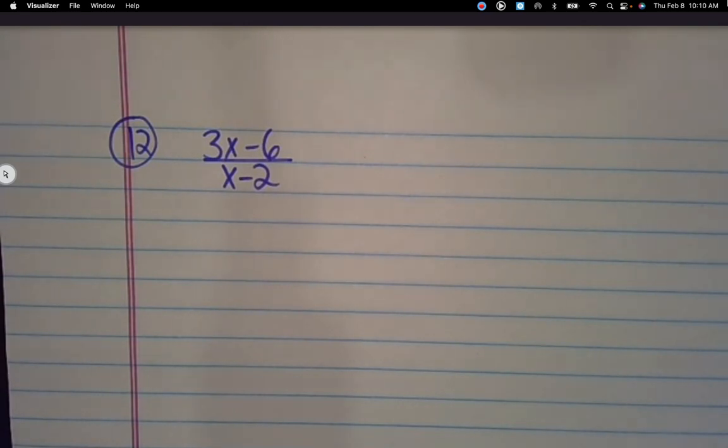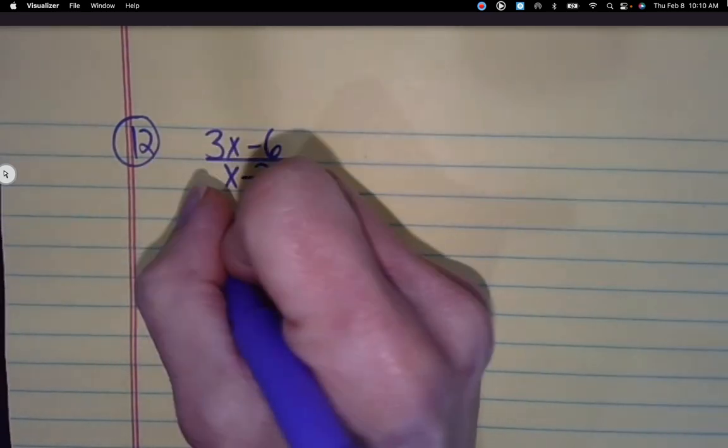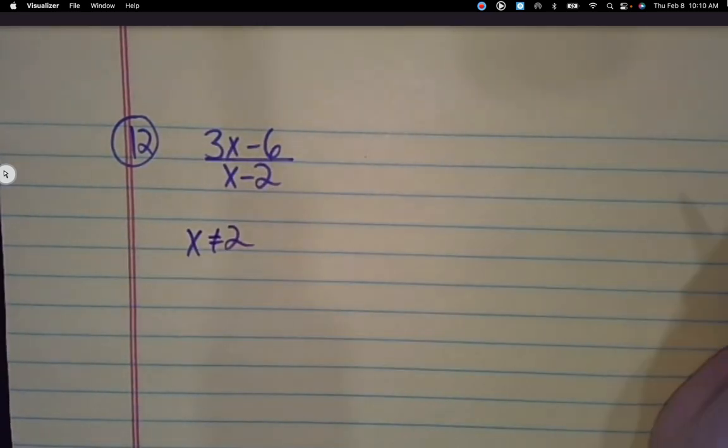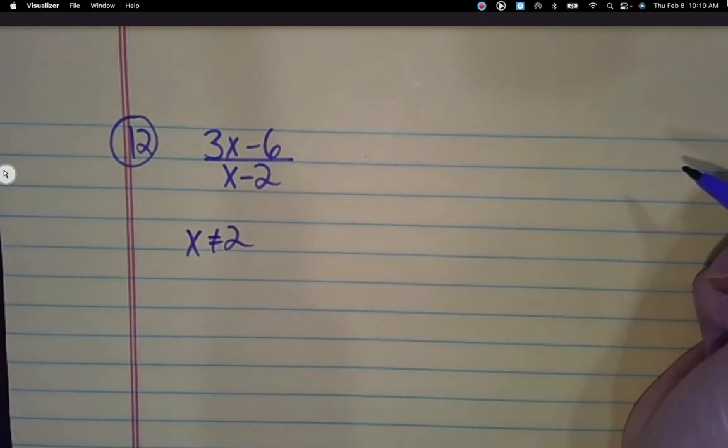But I still want to go through the whole problem. Is everybody good with that? So x cannot equal 2. I'll write that down. They write it as all real numbers except for x equals 2.